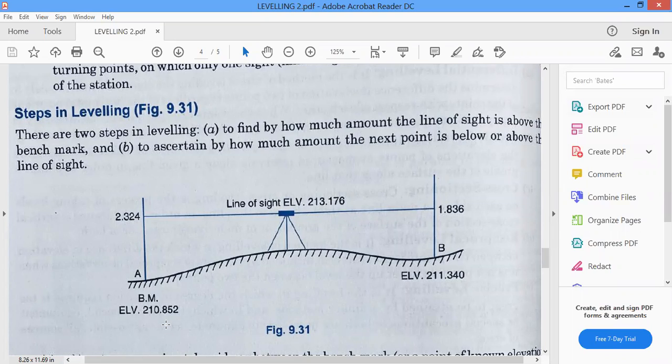So the level of benchmark is 210.852 meters. The staff reading held at the benchmark is 2.324 meters. So elevation of line of sight, that is height of your instrument, will be level of the benchmark plus the staff reading, that is 2.324. How to record it, we will study in the next section. First, understand what you mean by height of the instrument. Height of the instrument is the level of line of sight of the instrument with respect to the datum, or with respect to the benchmark, we call it.